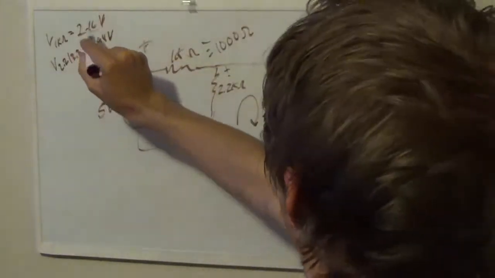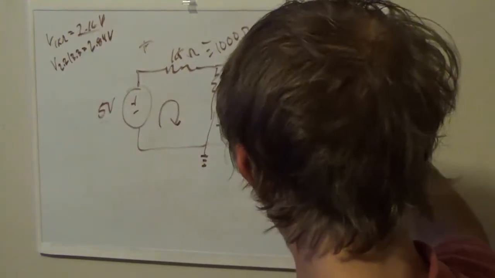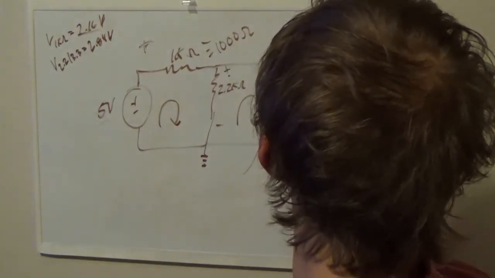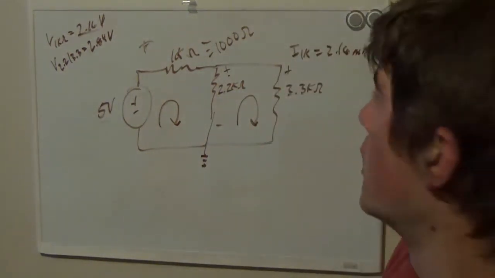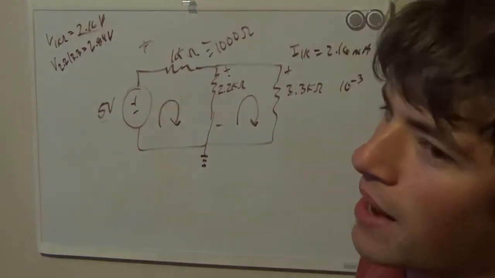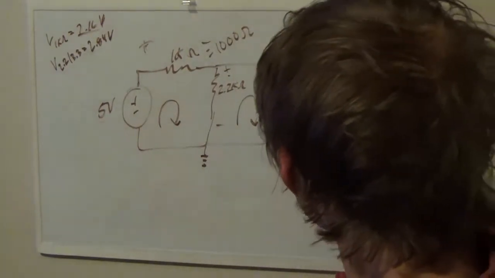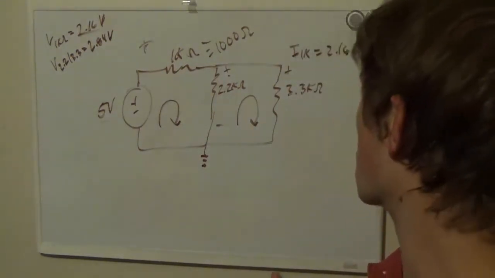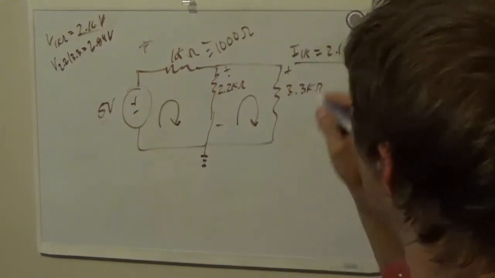But 2.16 divided by 1,000, I hope you guys will agree with me, is 2.16 milliamps, or 0.00216 amps if you so prefer. Remember, milli means 10 to the minus 3, so I'm essentially dividing by a factor of 1,000. So just keep that in mind. I can rewrite that as milliamps because that's how we see it in the electronics world. So that is where that factor comes in.